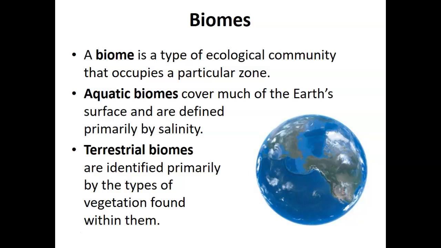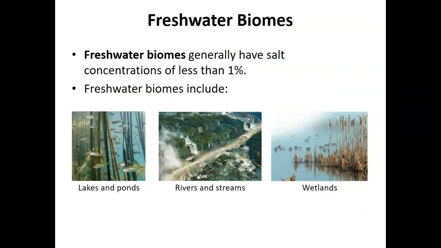Aquatic biomes cover much of the surface of Earth, and they are defined by the concentration of salt in the water. Terrestrial biomes are identified primarily by the different types of vegetation found within them. There are three types of aquatic biomes: freshwater biomes, marine biomes, and intermediate biomes. Freshwater biomes generally have salt concentrations of less than 1%. These biomes include lakes and ponds, rivers and streams, and wetlands.